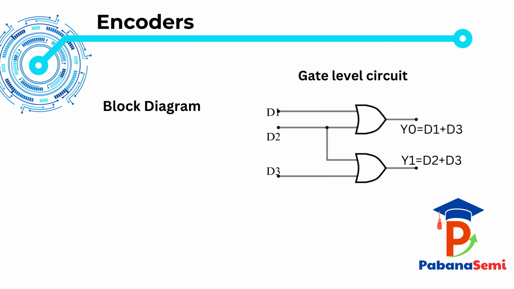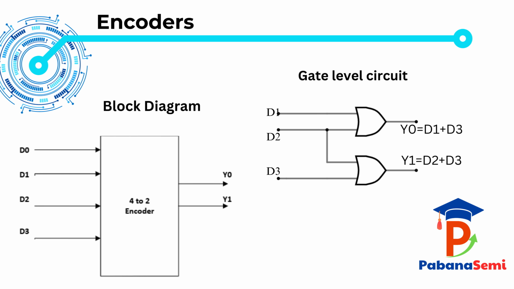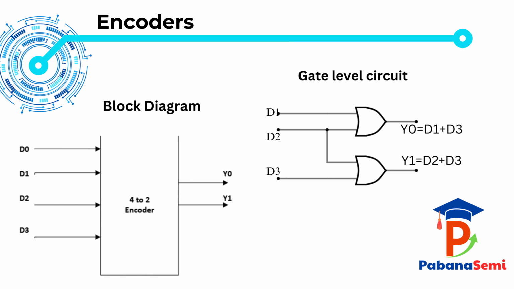Look at the 4 to 2 encoder in terms of its block diagram and gate-level circuit. On the left is the block diagram. We have 4 one-hot inputs, D0, D1, D2, and D3, and the encoder produces 2 outputs, Y0 and Y1, which represent the binary code of the active input. On the right is the gate-level implementation. Notice that both outputs are generated using simple OR logic based on the truth table.